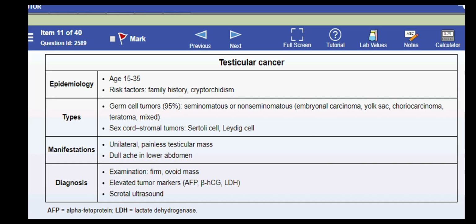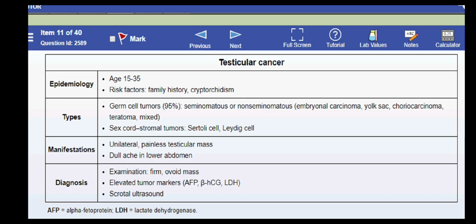Okay, what about testicular cancer? For the epidemiology, we'll see it between age 15 and 35. We'll see it with family history and cryptorchidism, meaning a missing testicle in the sac. About types, the most common one is germ cell tumor. It could be seminomatous or non-seminomatous. The non-seminomatous include embryonal carcinoma, yolk sac, etc. About 5% are sex-cord stromal tumors, Sertoli, Leydig, etc. Leydig and sex cord tumors could have beta HCG. Don't forget it, okay?